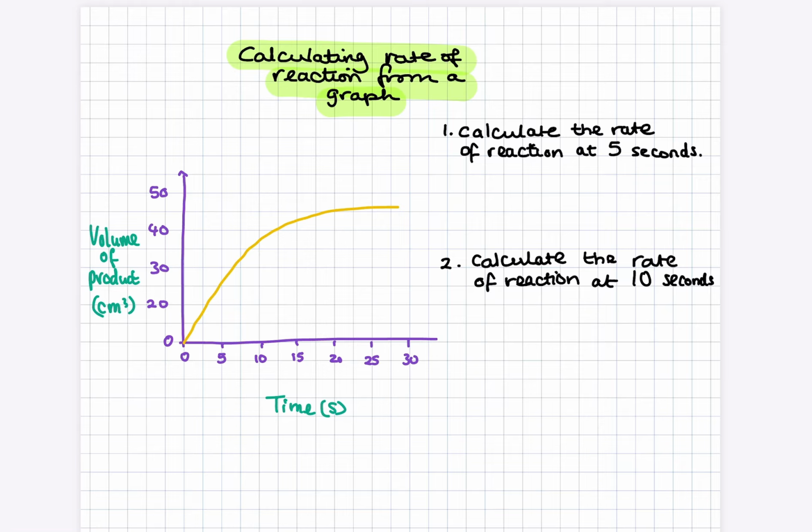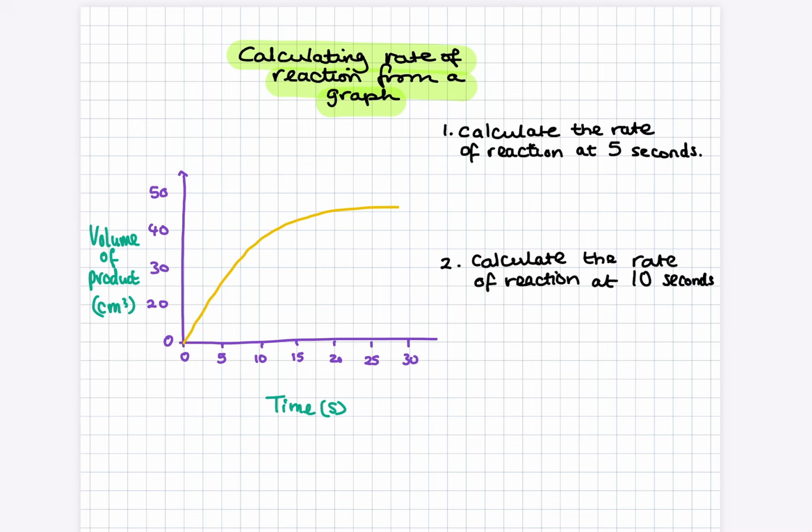This is normally a skill that students find really difficult, but it's very common and it comes up mainly with enzyme type of questions in your Year 12 learning, which you may have already learned if you've just started A-levels. So I've got a graph here. On my y-axis the volume of product produced and on my x-axis the time. I'm going to calculate the rate of reaction at 5 seconds and then at 10.